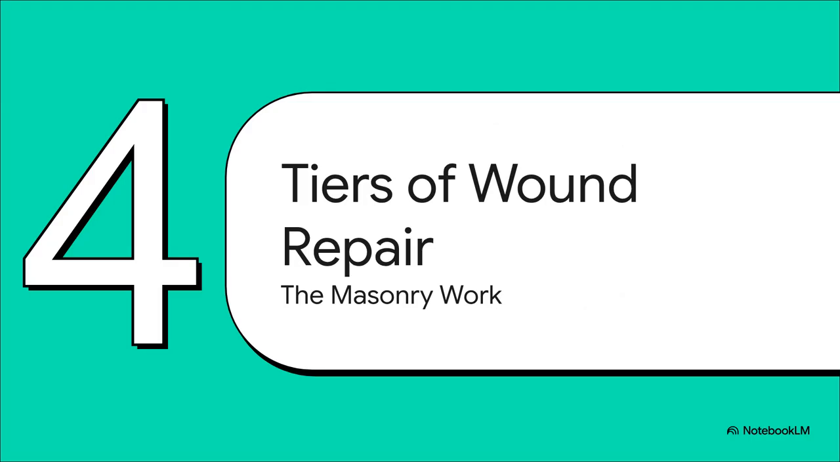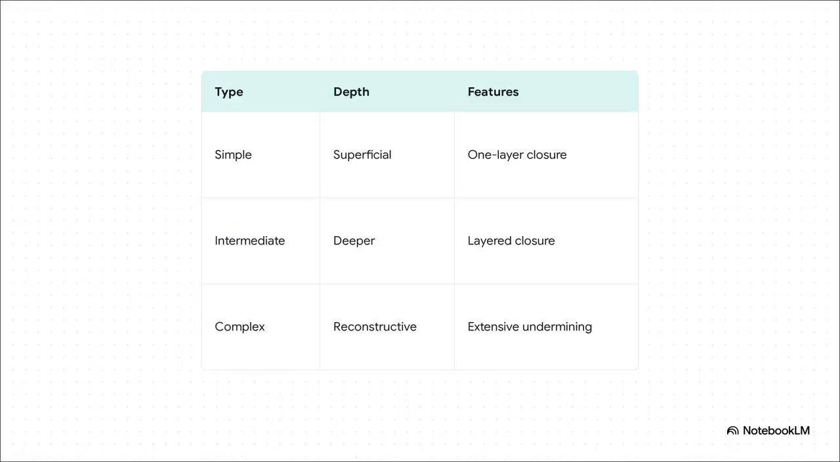Which brings us nicely to part 4, the 3 tiers of wound repair, the masonry work. The foundation is dug, the lesion is out, and now the surgeon has to close the hole. CPT guidelines group these closures into a really strict rule of 3. At the basic level, we have simple repair. This is for your superficial, one-layer fixes, just the epidermis or dermis.